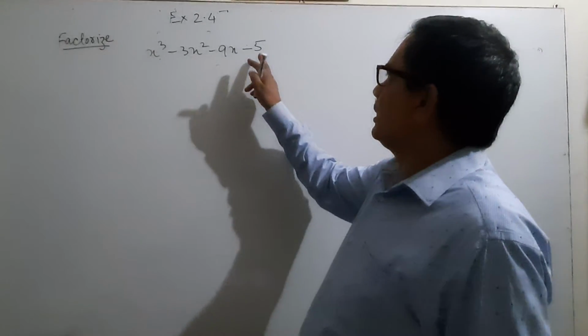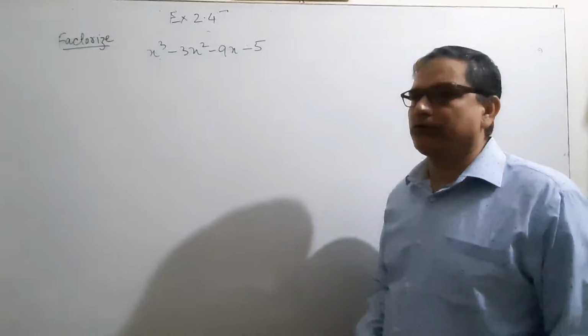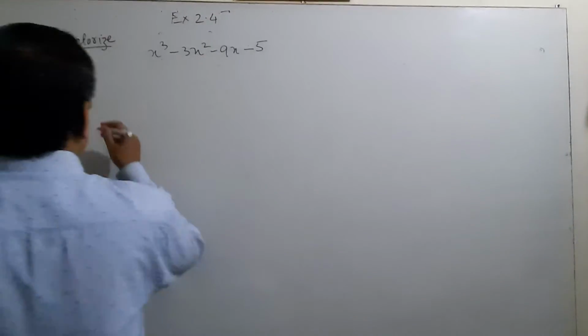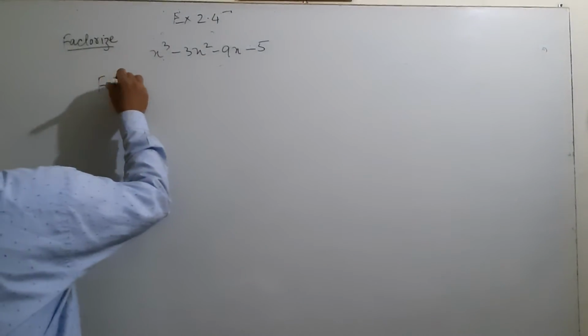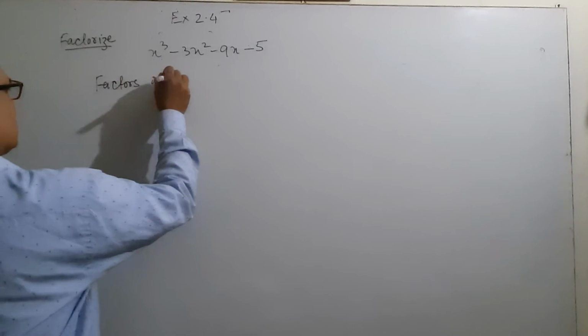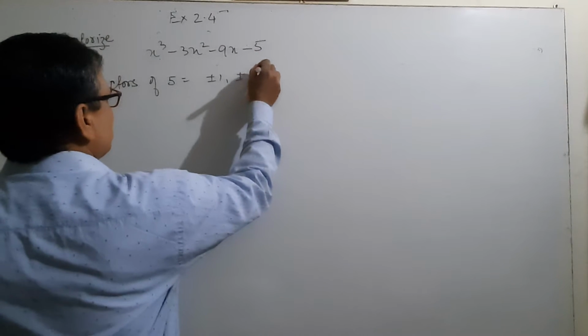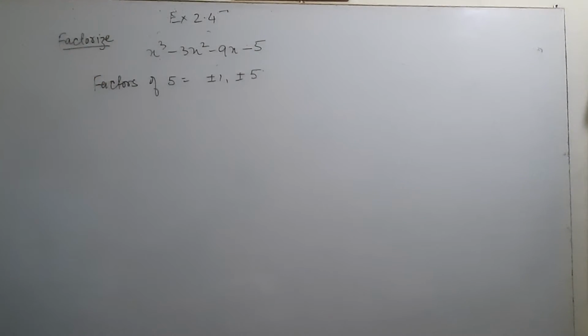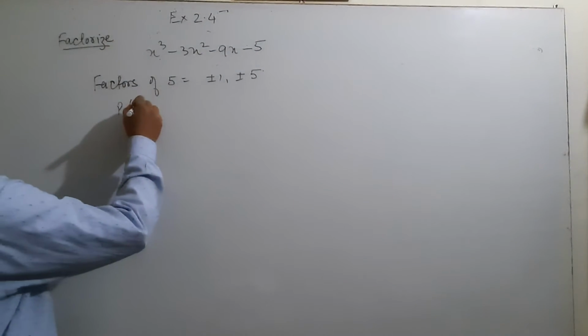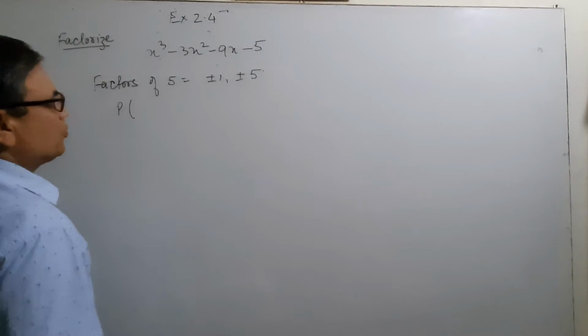And first, what I told you is that you have to make the factors of 5. What are the possible factors of 5? Factors of 5 will be plus minus 1 and plus minus 5. And now, after that, what have we done? For P, what do we have to put? 1. We have to put 1.